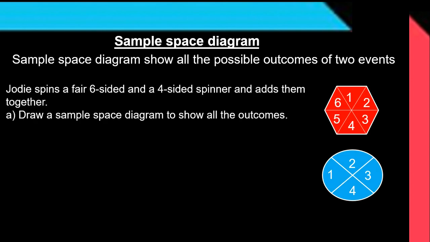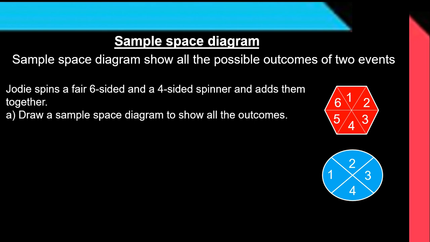But what happens when we have more? Okay, so we have a red and a blue spinner. So Jodie spins a six-sided and a four-sided spinner, and she adds the scores together. We're going to do a sample space diagram to show all the outcomes possible. So a sample space diagram makes it super easy and it's super clear. You can see all the outcomes we could possibly get.